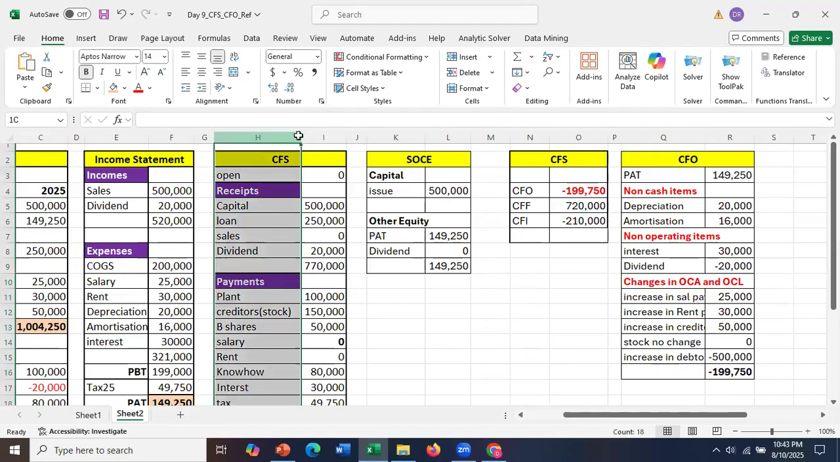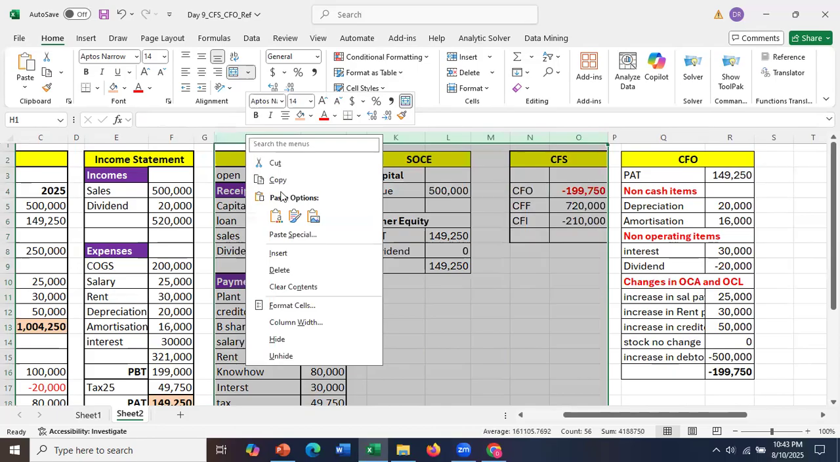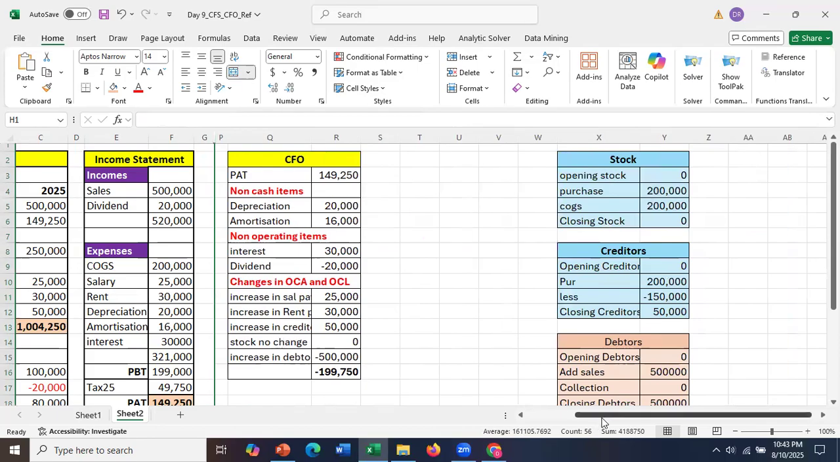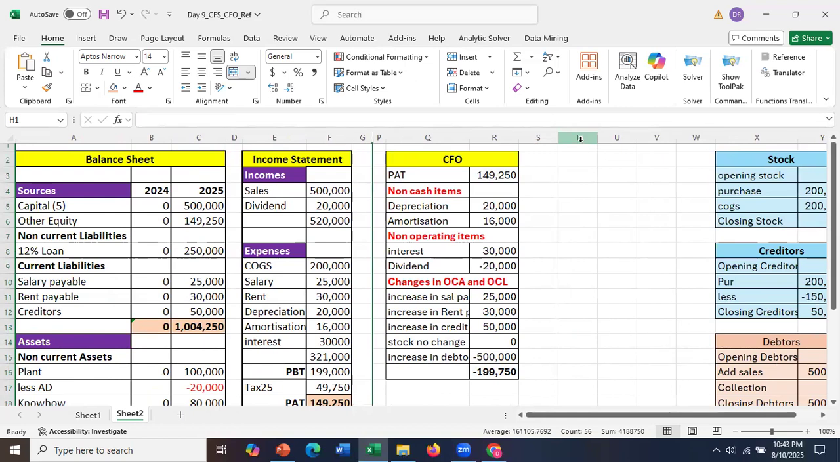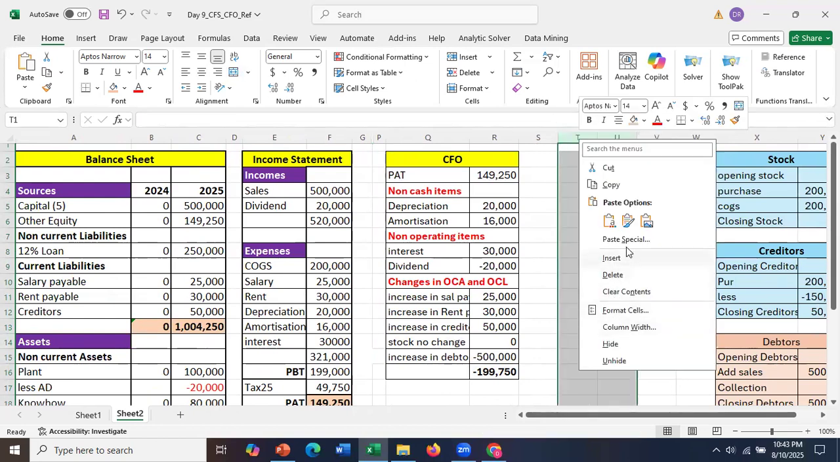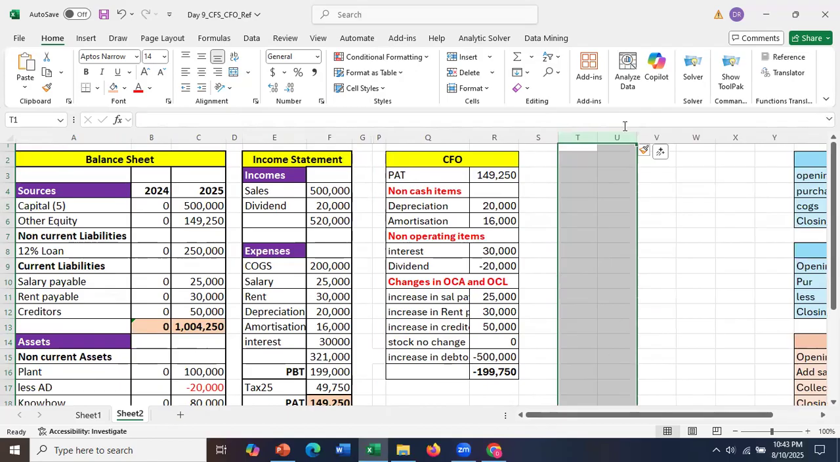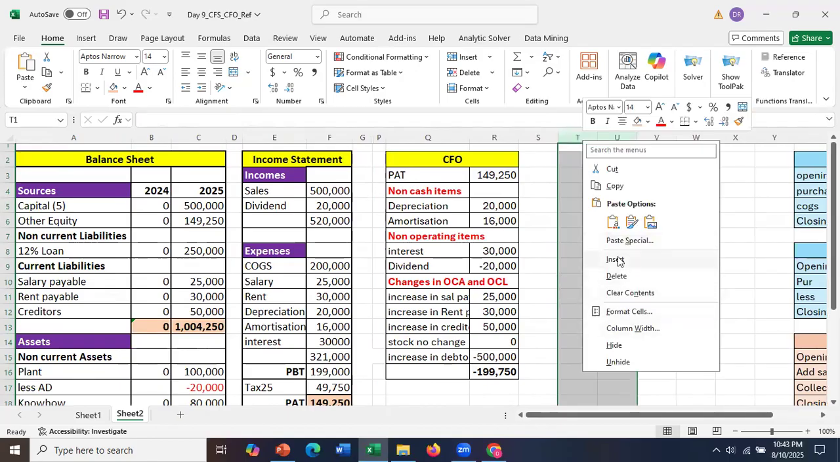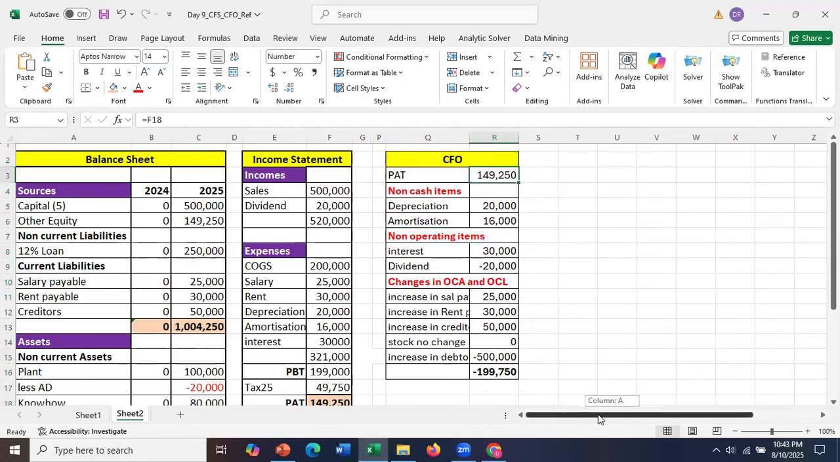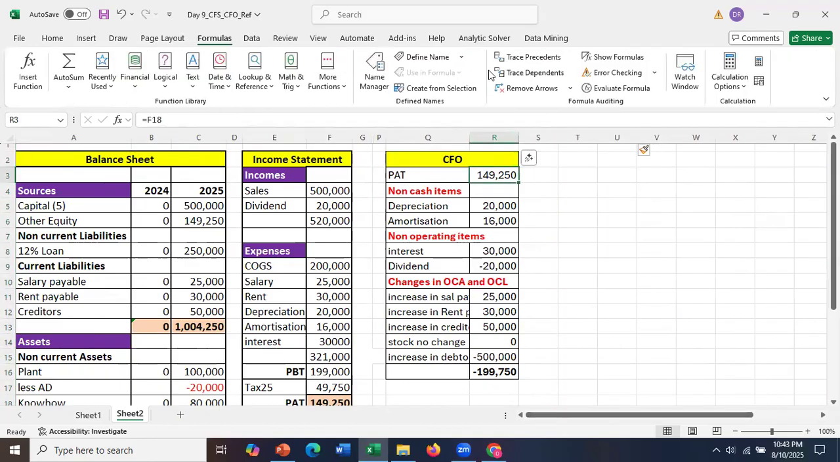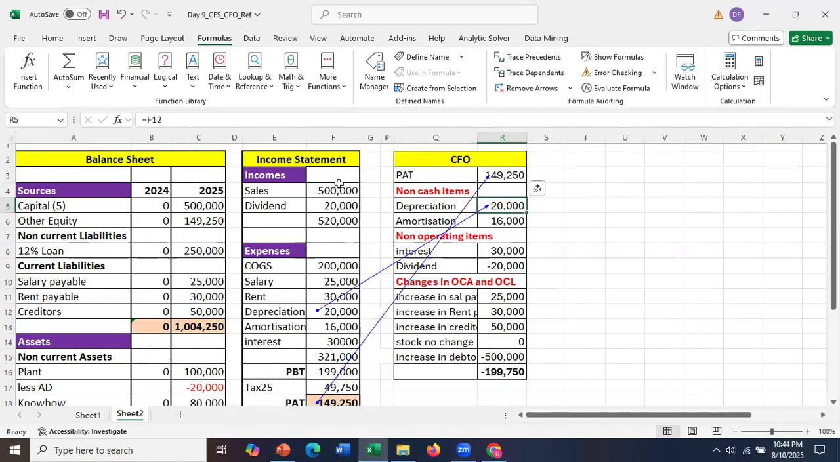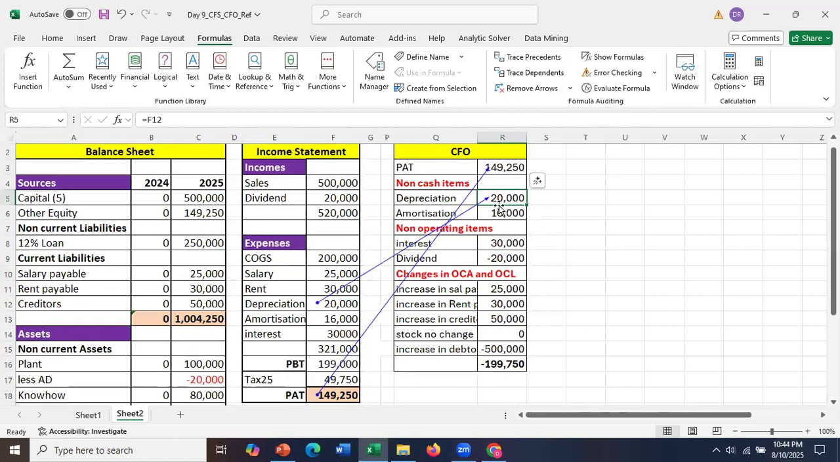Now, for a short period, let us hide this so that we can focus attention on the CFO, the indirect method only. So we can see that PAT of the company is 149,000. And PAT is not the same as CFO because of non-cash items. What is this non-cash item? It is depreciation. Depreciation has been deducted while computing the PAT. Therefore, we are going to add it back here.